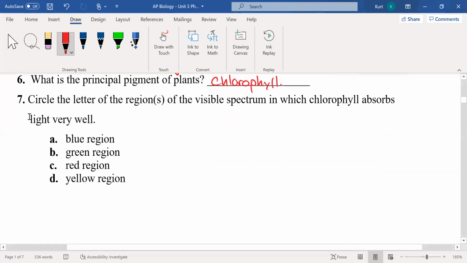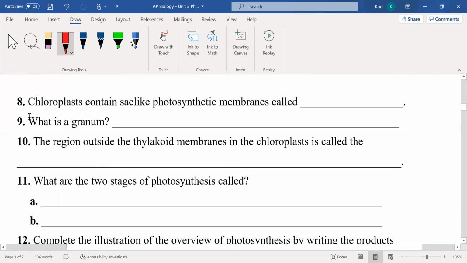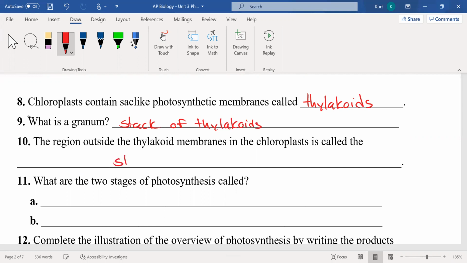All right, circle the letter of the region of the visible spectrum in which chlorophyll absorbs light very well. Which colors are absorbed very well? Blue and red. A little bit of yellow, definitely not green. Number 8, chloroplasts contain sac-like photosynthetic pigments called thylakoids. What is a granum? Stack of thylakoids. The region outside the thylakoid membranes in the chloroplast is called the stroma. Careful not to get that confused with stoma.